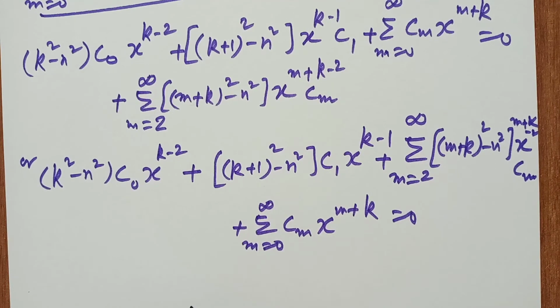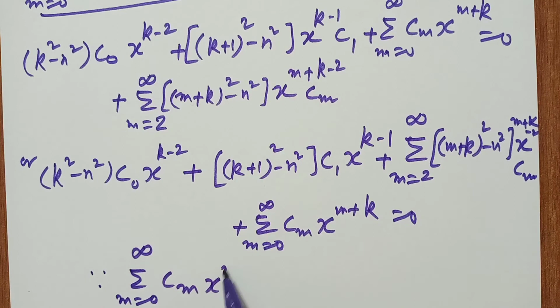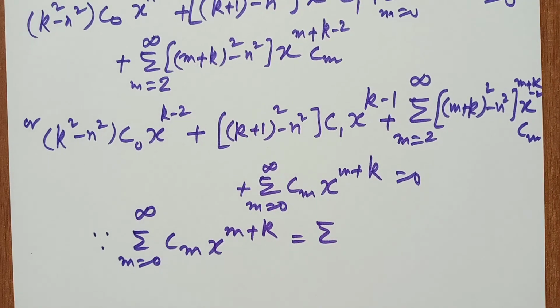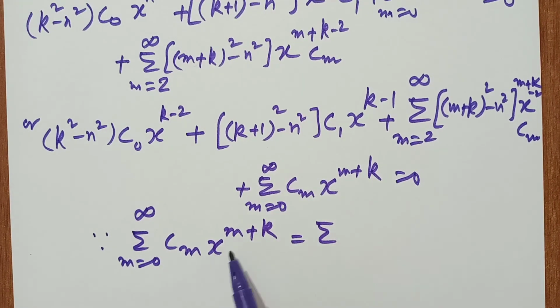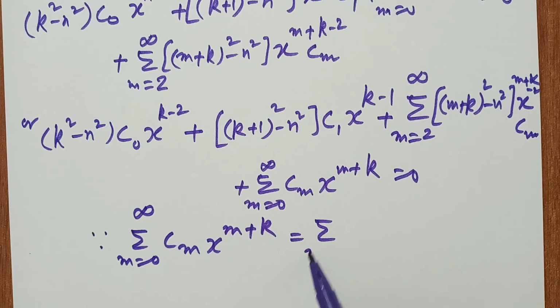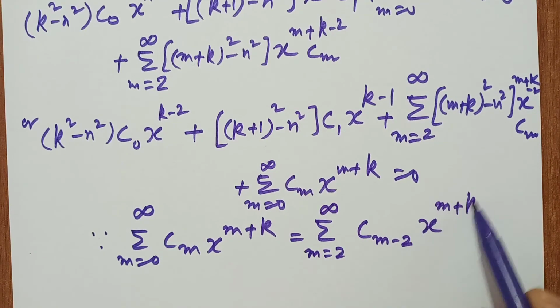So since we have sigma m equal to 0 to infinity Cm x to the power m plus k, because we need the power of x to be m plus k minus 2, we put m equal to m minus 2. So here m equal to 2 to infinity C(m minus 2) x to the power m plus k minus 2.